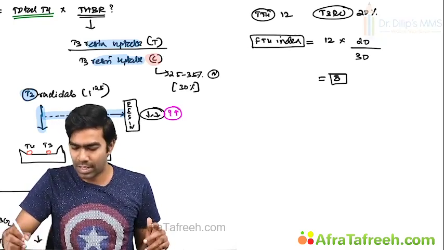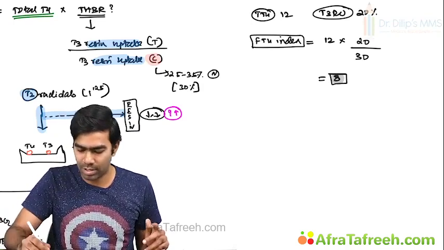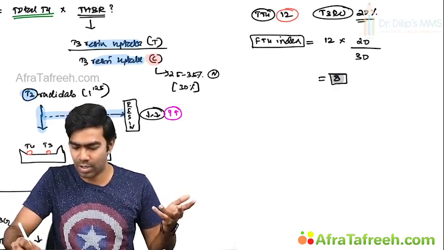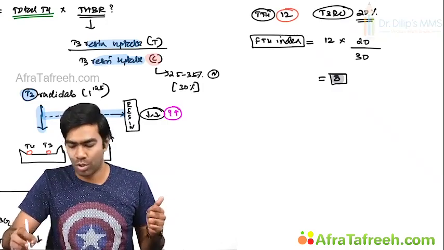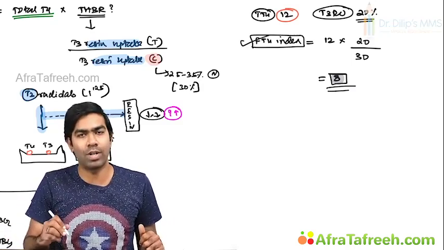So this is the corrected total thyroxine, which means corrected to the TBG. The total thyroxine is 12. Here the TBG is very high. That is the reason why your resin uptake is low. So it is the corrected T4, which is what we refer to as the free T4 index.